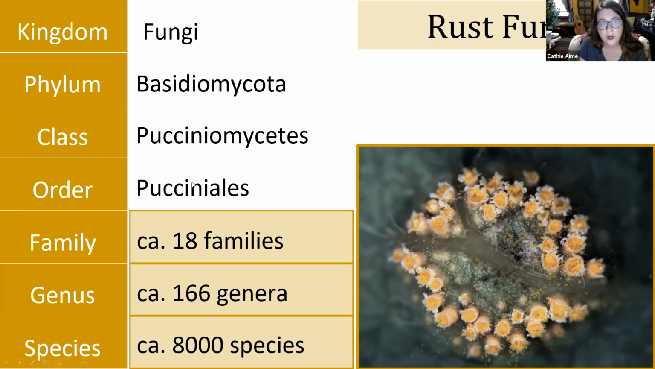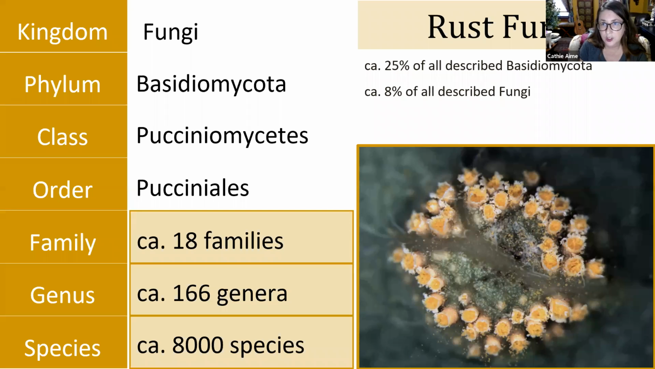So a single order. This order has at present 18 families, 166 genera, and about 8,000 species. And that, in fact, makes it the second largest order of fungi. Only the Agaricales have more species numbers than the rusts. So it's an incredibly huge group of fungi that, again, is often overlooked.